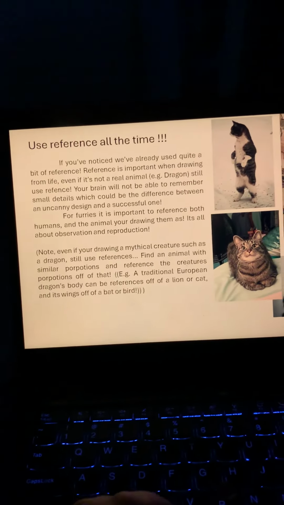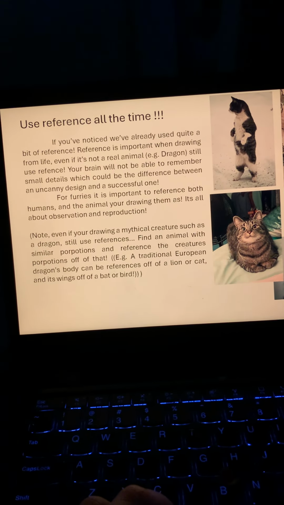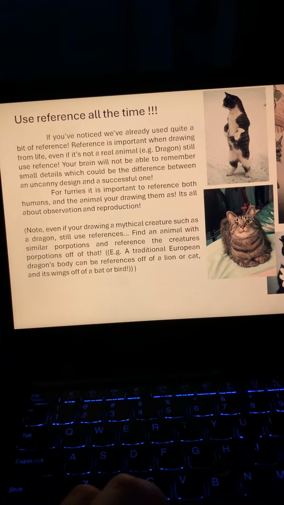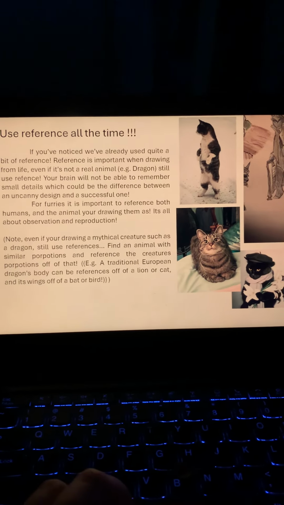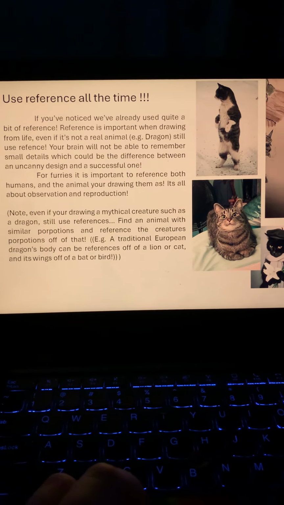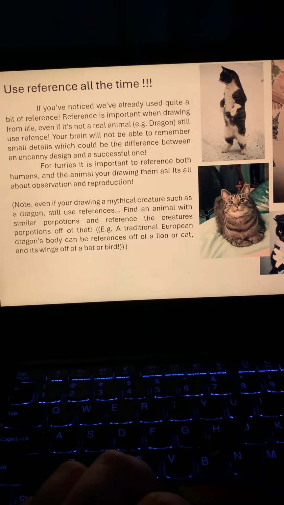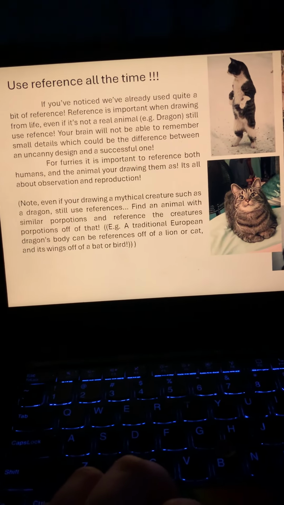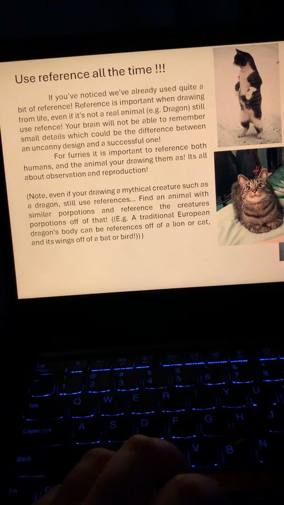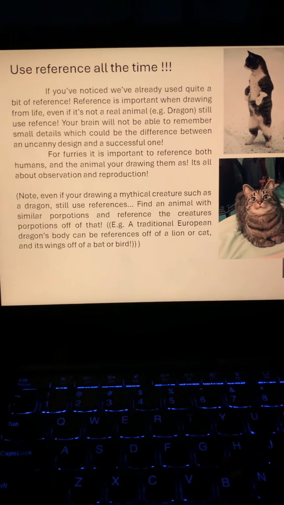Okay. Use reference all the time. If you've noticed, we've already used quite a bit of reference. Reference is important when drawing from life, even if it's not a real animal, e.g. a dragon. Still use reference. Your brain will not be able to remember small details, which could be the difference between an uncanny design and a successful design. For furries, it is important to reference both human and animal you're drawing them as. It's all about observation and reproduction.